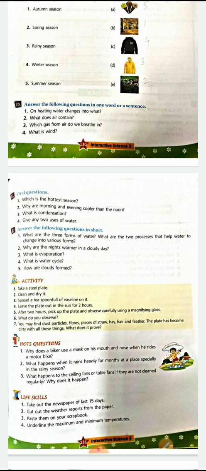Now, how are clouds formed? When the heat of the sun falls on the ocean and the water from the ocean evaporates, it forms water vapor which gets collected, and further when this water vapor cools down by going up, it becomes cloud.